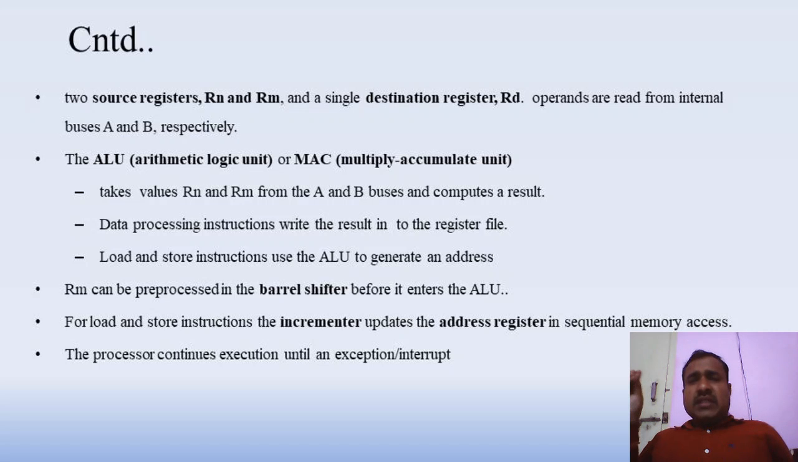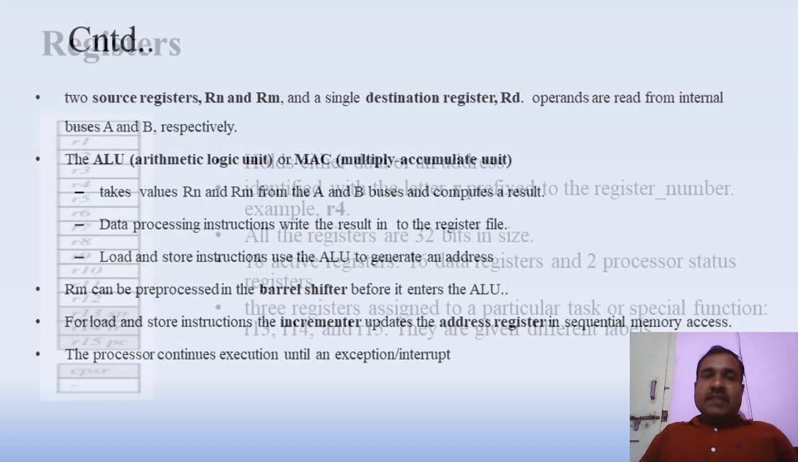Load and store instructions use the ALU to generate the addresses. So Rm can be pre-processed in the barrel shifter. That's what I already told. The barrel shifter pre-processes one of the operands before entering the ALU. For load and store instructions, the incrementer and address register are used for updating the address of a sequential memory access. So the processor continues to execute in the normal mode until and unless an exception is raised.